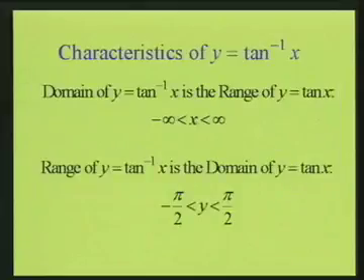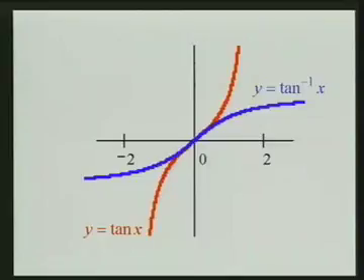So here we have the characteristics of the arctangent function. The domain of y equals the arctangent of x is the range of y equals tangent of x. That is, the domain is all real numbers. The range of the arctangent is negative pi over 2 to pi over 2. Finally, let's look at the graphs.